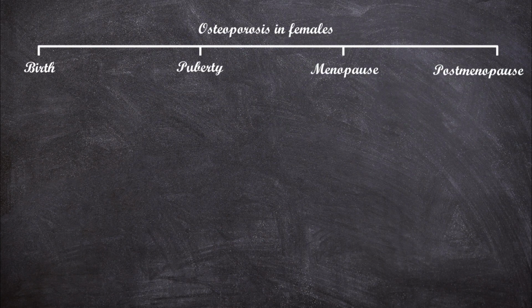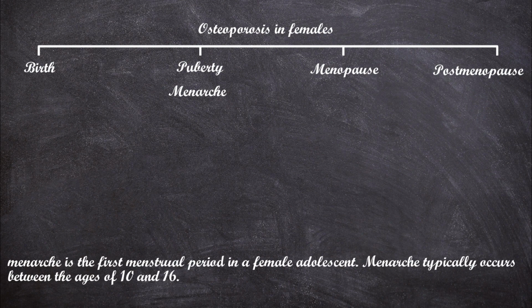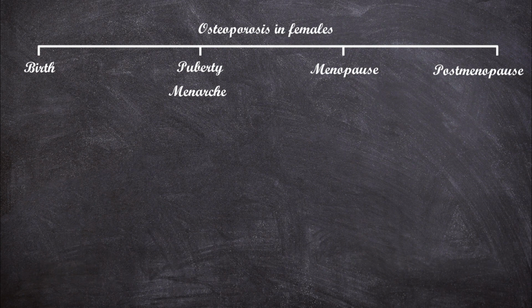Now in the mind graph, for puberty, we can write menarche. Menarche is the first menstrual period in a female adolescent. Menarche typically occurs between the ages of 10 and 16. Menopause is the last menstrual cycle.